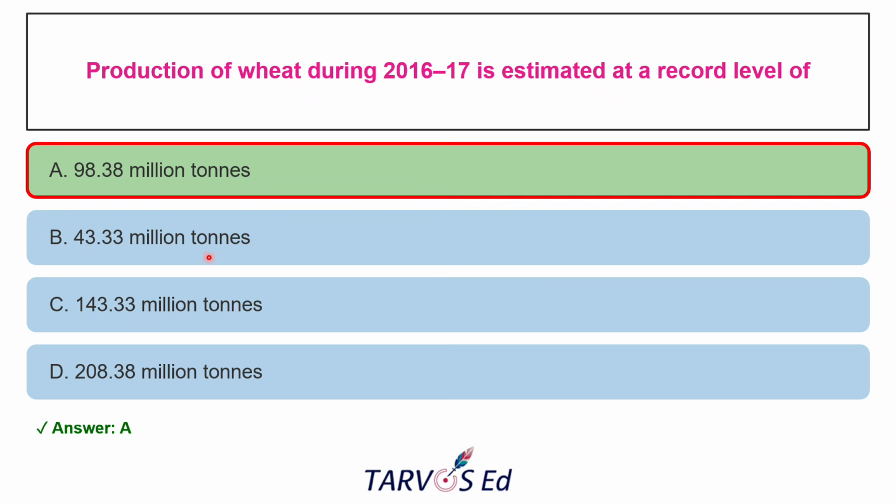And you should also see the other options. 43, this is close to pulse production, not wheat. Wheat is India's second largest crop after rice. 143 is also too high for wheat. This is closer to the rice production range, not wheat. And 208 is also too high. This is not the relevant option for wheat production during 2016-17.